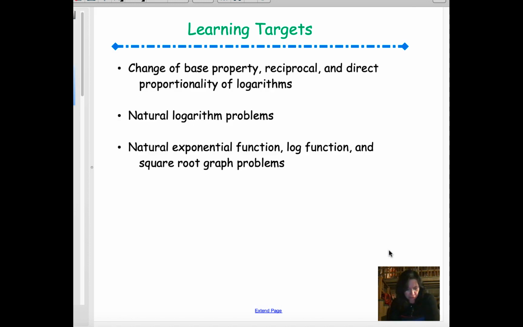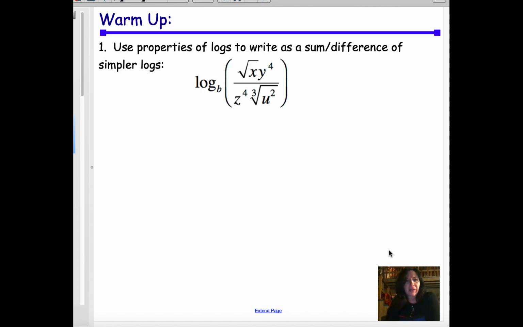Learning targets: go over change of base, reciprocal and direct proportionality of logarithms, natural logarithms, and exponential functions, log functions, and square root problems. So let's go through this. We're going to start off with using properties of logs to write as a sum or difference.